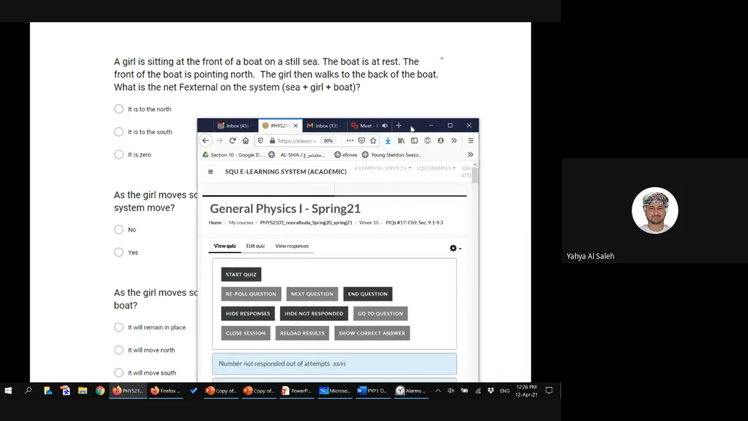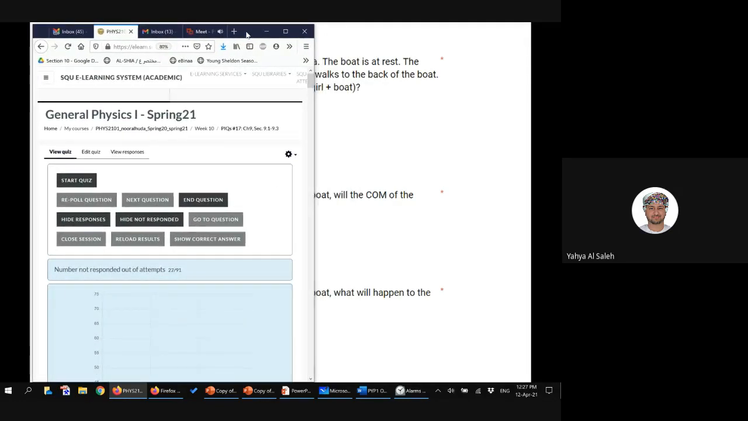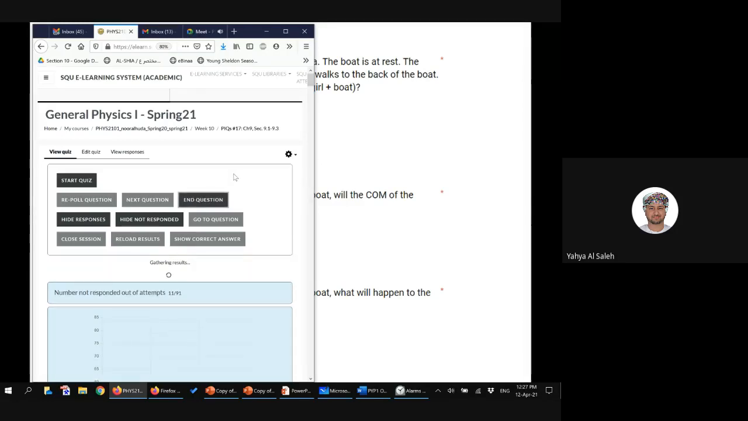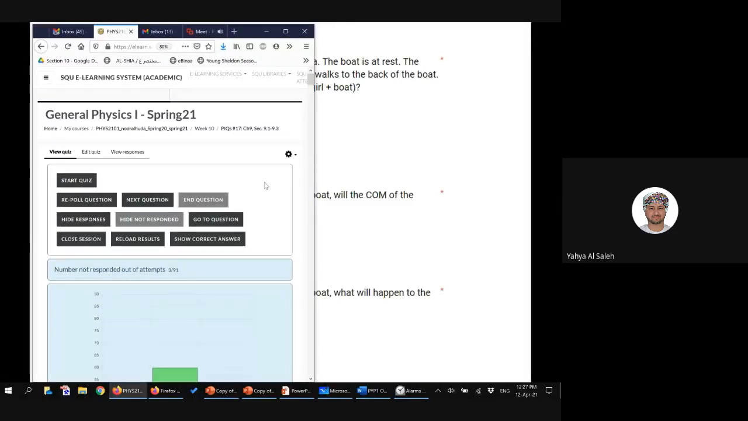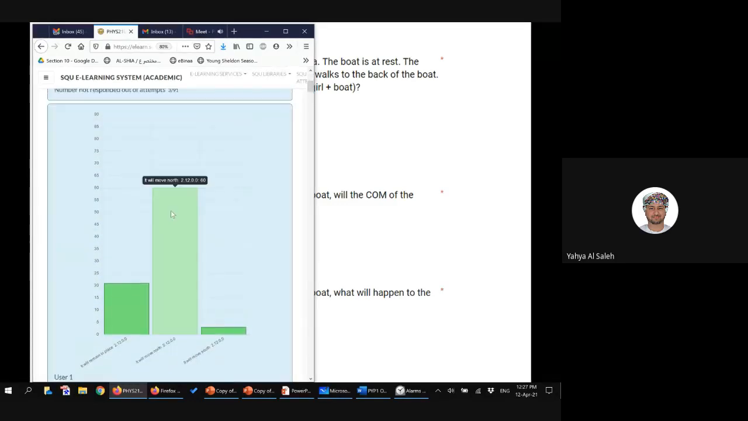Let's see. 19 people haven't responded so far. 15, 11, closing the window in 3, 2, 1. 3 people have not responded. That's okay. Ooh, we have 60 people saying it will move north, 3 people saying it will move south, and 21 people, so a close contender, saying it will remain in place.